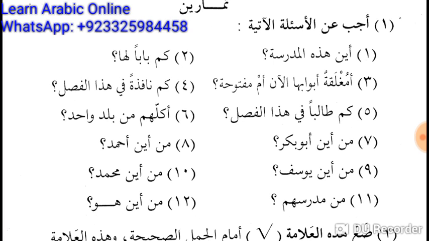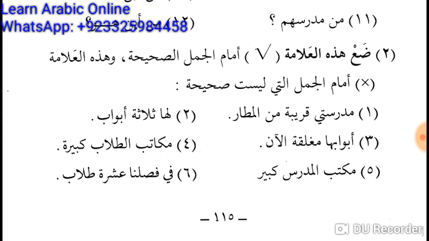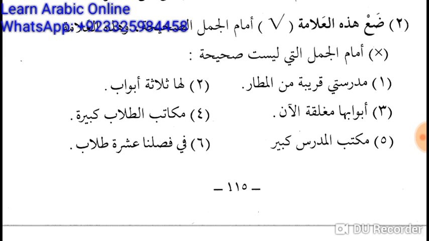من مدرسهم؟ مدرسهم الشيخ بلال. من أين هو؟ هو من سوريا. Then he is asking you to put a tick symbol in front of the correct sentence and a cross symbol in front of the wrong sentence. So you have to answer it according to the lesson.